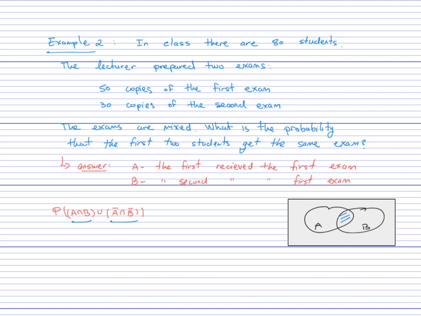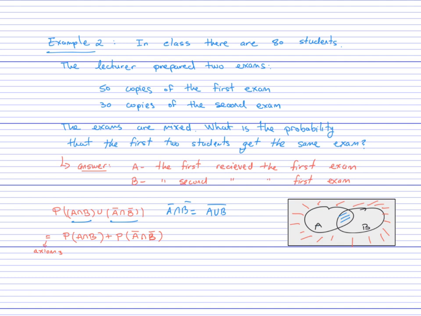If you use De Morgan's laws, you can write not A and not B as the complement of A union B. That means that if you draw it in the Venn diagram, that becomes the red area. So from here, you can see that both of them are disjoint. Therefore, according to axiom 3, you can separate it into two: the probability of A and B plus the probability of the complement of A and the complement of B.